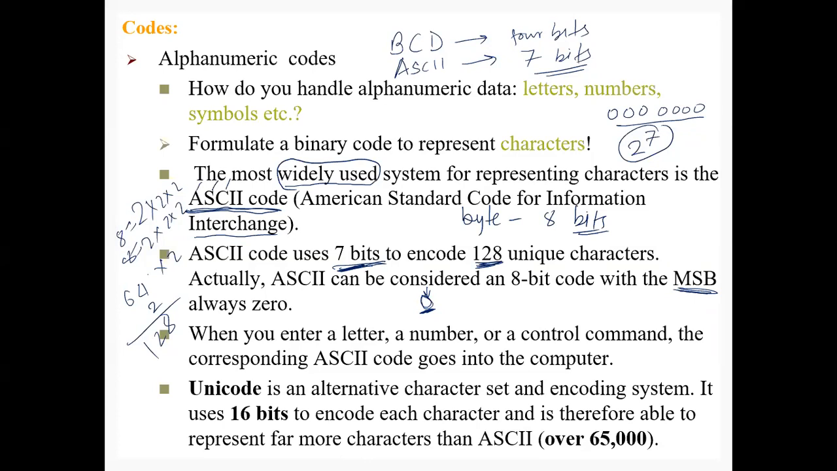So now we are a little excited that we can represent 128 unique characters by using ASCII code. What happens is that when you enter a letter or number or control command or shift or something, the corresponding ASCII code goes into your computer. That's how it works. This is how a computer works.